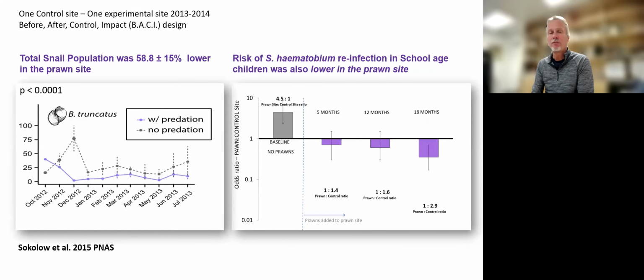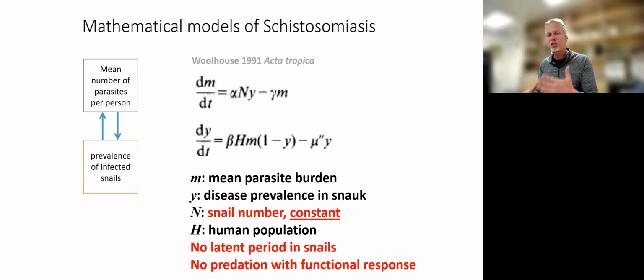In the first phase, between 2012 and 2013, we showed that stocking prawns was actually able to reduce the abundance of Bulinus truncatus, the snail host for schistosomiasis. So prawns were able, in fact, to control the snail, and the risk of schistosomiasis reinfection in school-age children. When we look at the human side, it was also reduced thanks to restocking prawns in the places where they had been eliminated.